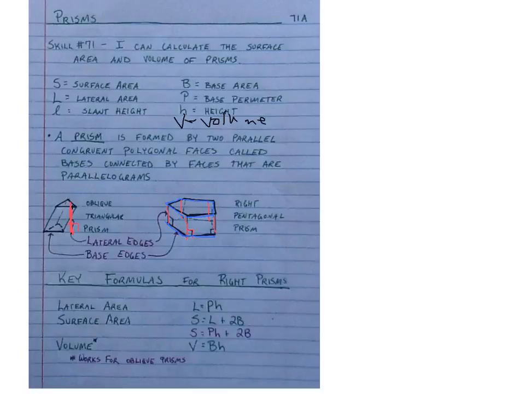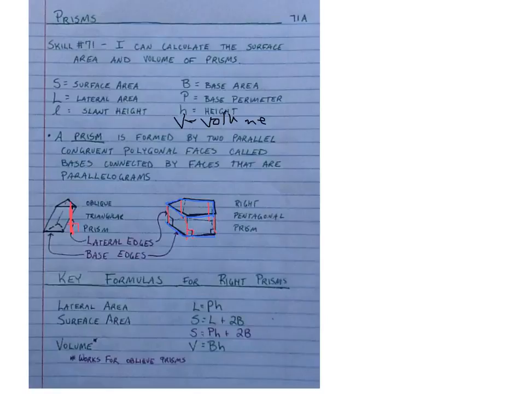So, key formulas for prisms. First, the lateral area, which is the area of all the lateral faces. On the pentagonal prism, we have 5 lateral faces. On the triangular prism, we have 3 lateral faces. So the lateral area would be the surface area of those faces, and you can find that by multiplying the base perimeter times the height.